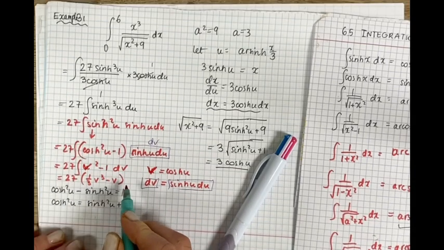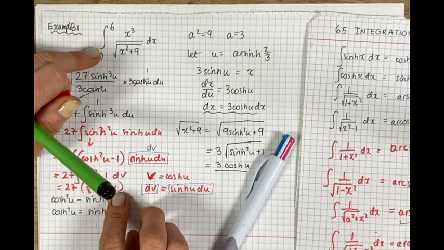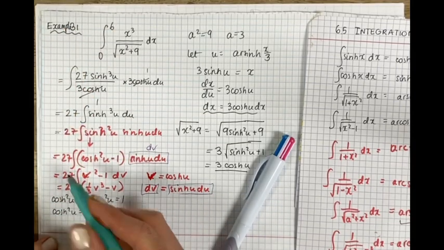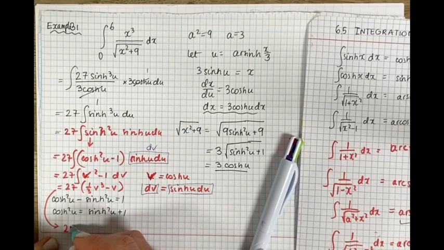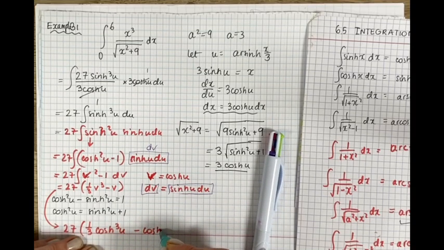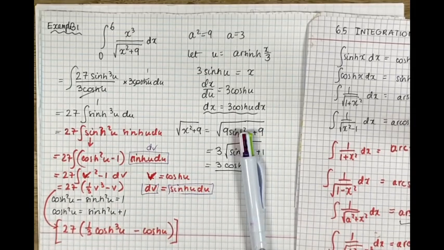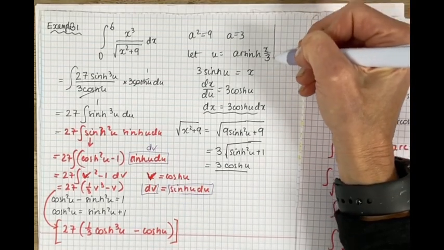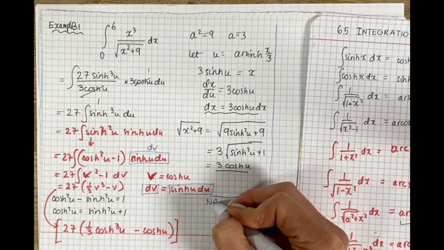Okay, so what I could do here is work out what v's are when x's are equal to 0 and 6, but I'm just going to return to my cosh u first. So it's 27, and you've got a third of cosh cubed u minus cosh u, and then maybe do the limits now. Okay, so what are my limits? So new limits.